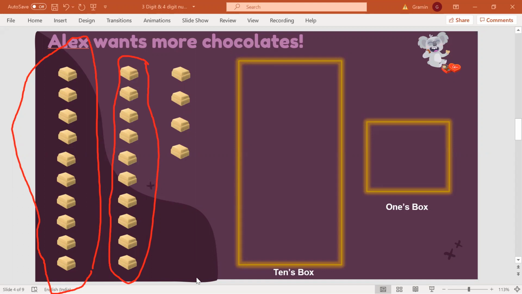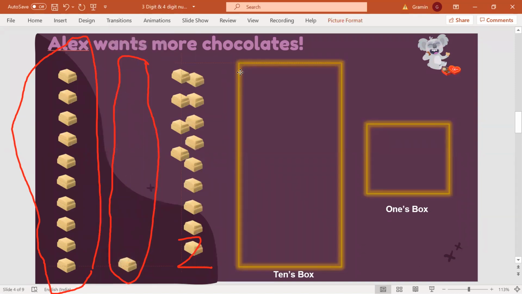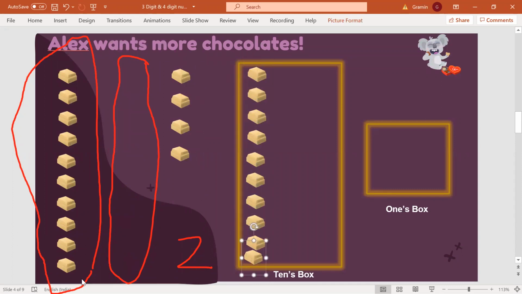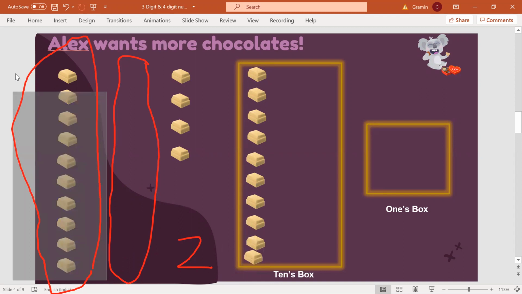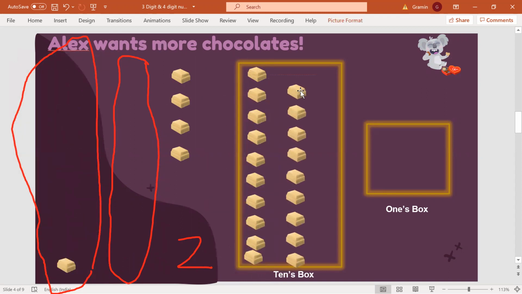So he has made total how many groups of 10 chocolates? He has made total 2 groups of 10 chocolates. So let's help Alex now to put these chocolates in the 10's box. So we will pick these chocolates and put them in the 10's box, 10 chocolates at a time. And we will pick these 10 chocolates and put them in the 10's box.